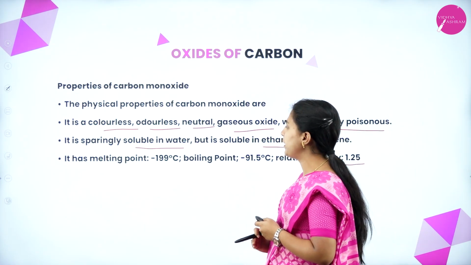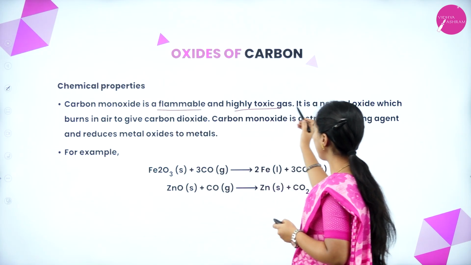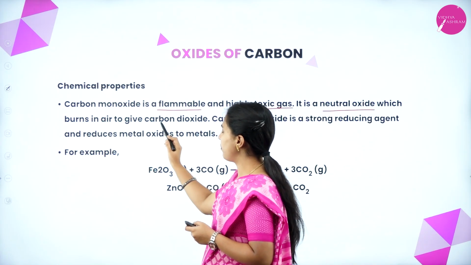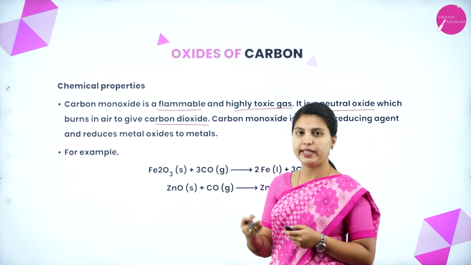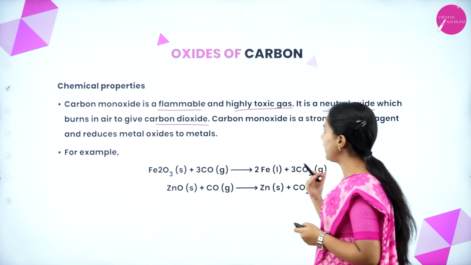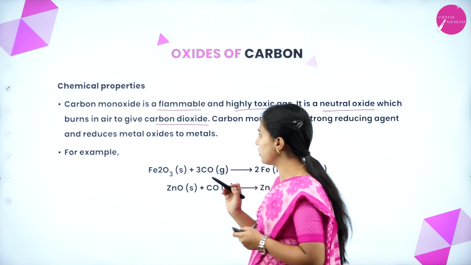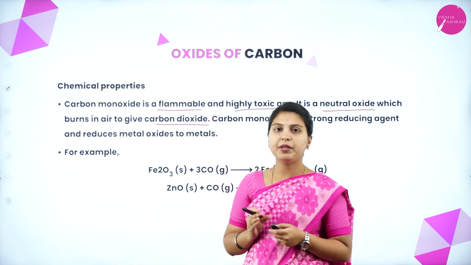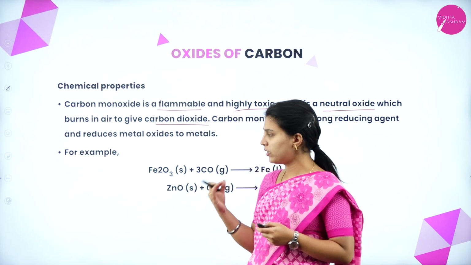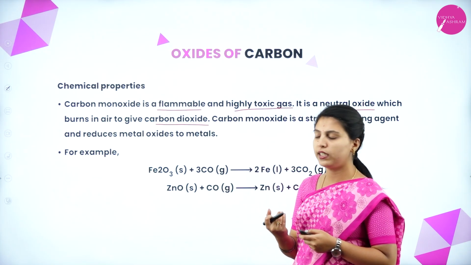These are the physical properties, and the chemical properties are, it is a flammable and highly toxic gas. It is a neutral oxide which burns in air to give carbon dioxide. Further oxidation will take place to form carbon dioxide. Carbon monoxide is a strong reducing agent and reduces metal oxides to metal. Carbon monoxide is the fumes coming from vehicles, and it is a highly flammable and toxic gas.